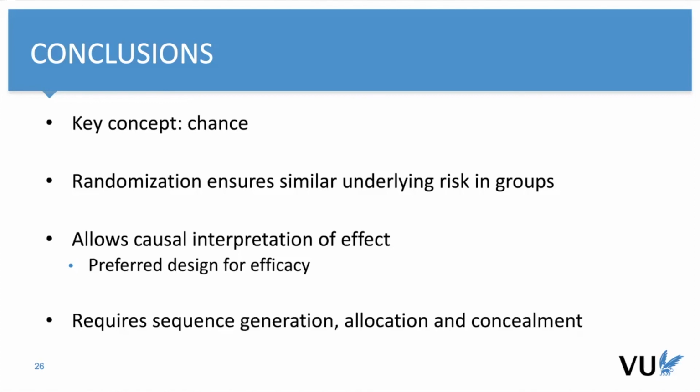So randomization requires a generation of the allocation sequence, the allocation to the participant itself, and concealment as much as possible of the allocation.